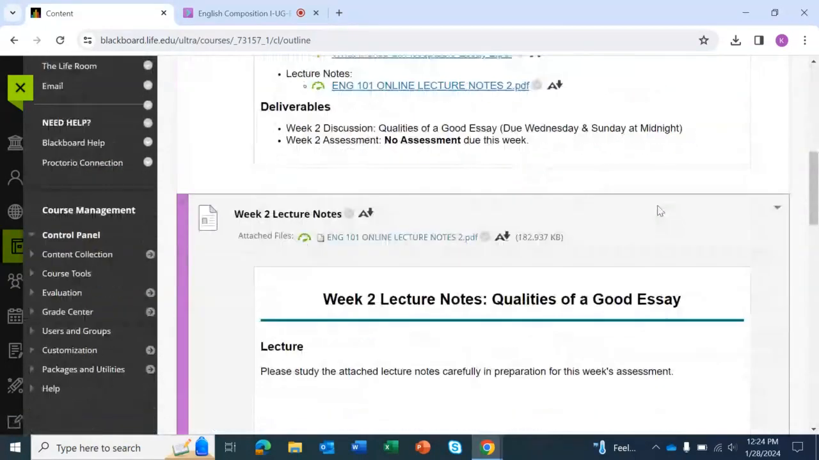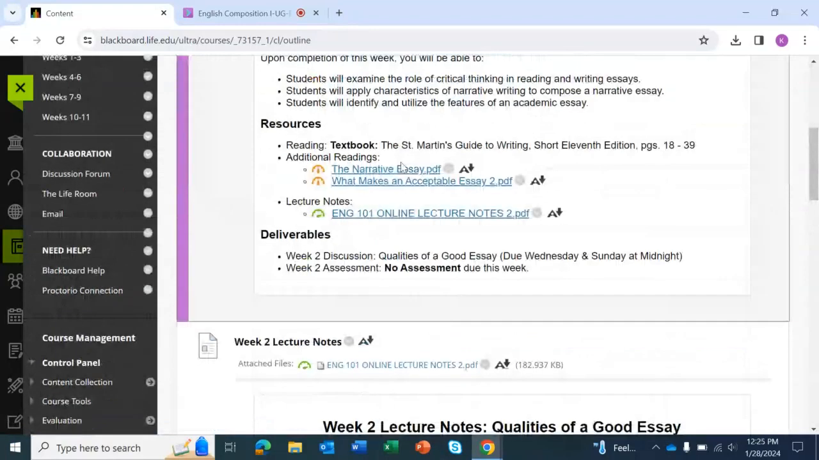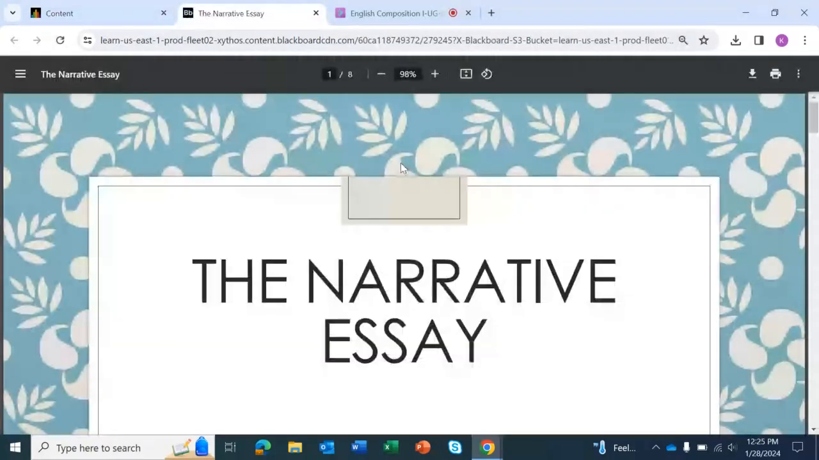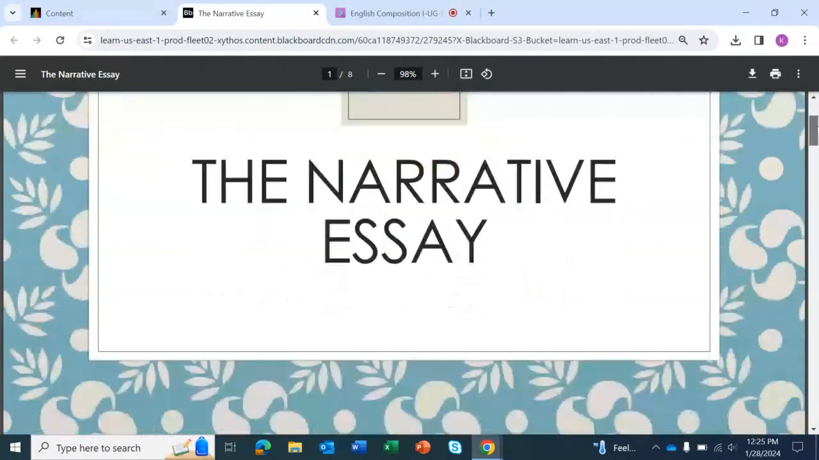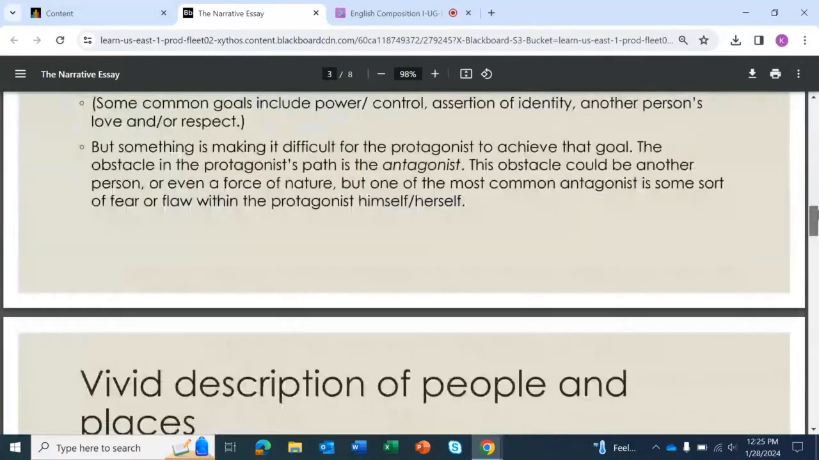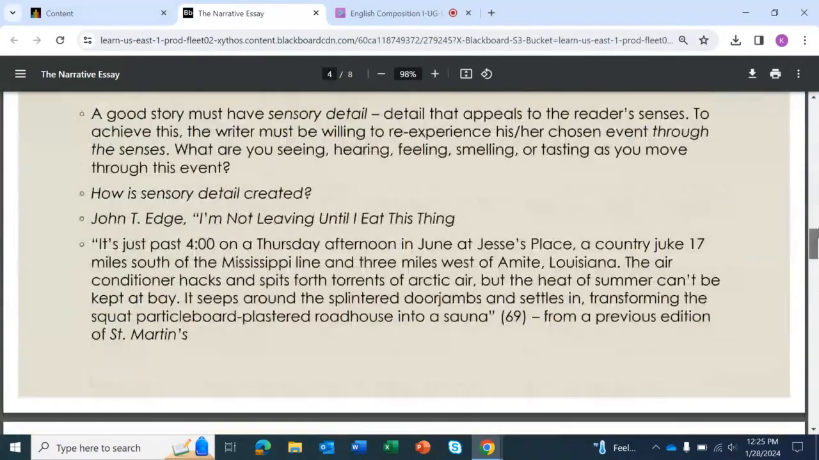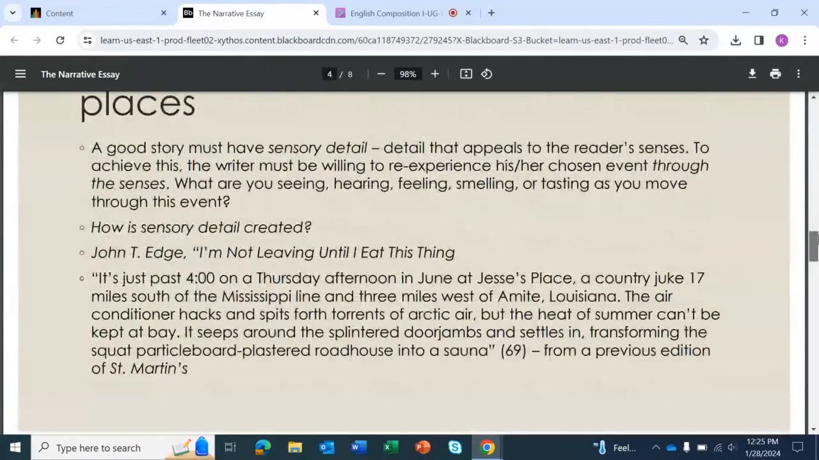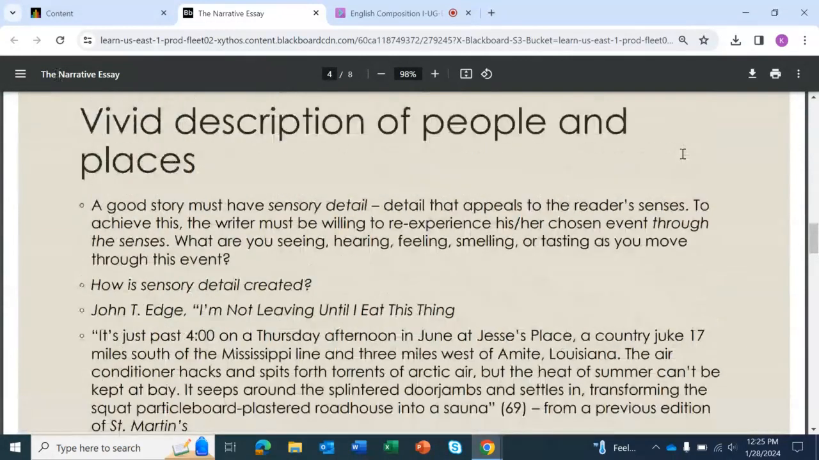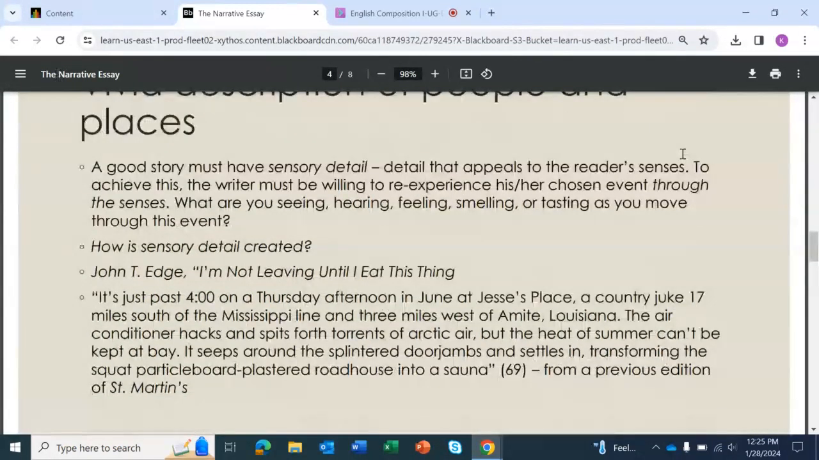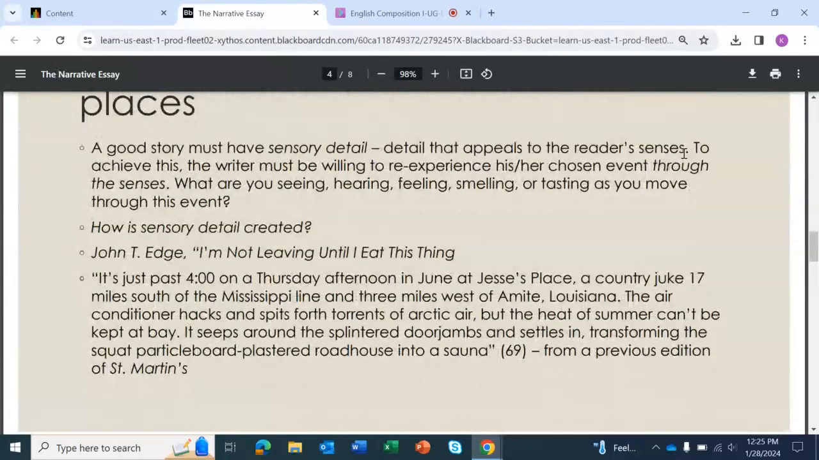And here we have our narrative essay PowerPoint. The part I want to focus on is this: vivid description of people and places. One of the things that I put on pretty much every response to your discussion board question this week was be sure to add plenty of sensory detail.